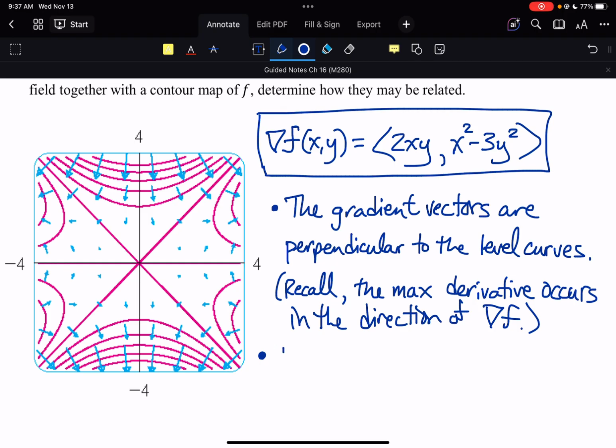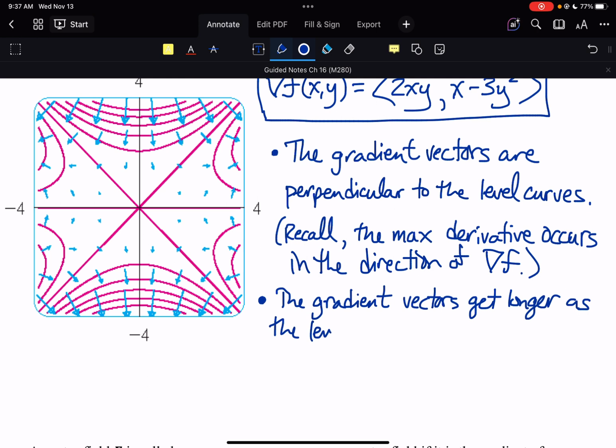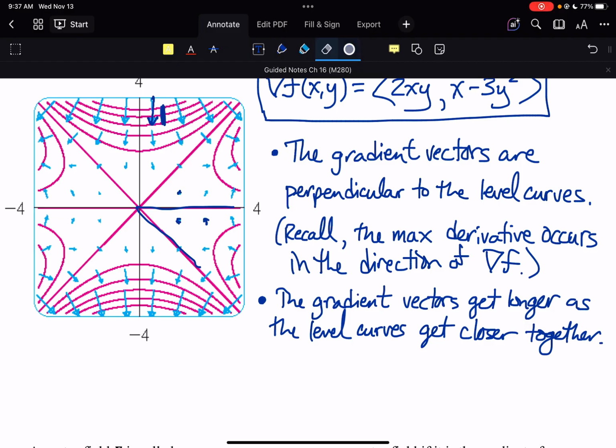The other thing to take note of is not just their position, but also their length. Notice that the gradient vectors get longer as the level curves get closer together. Notice these level curves right here that are all pretty tightly grouped. See how long that gradient vector is? Whereas out here, kind of in no man's land, these are really tiny little gradient vectors because there's not a lot of level curves. It's very flat.